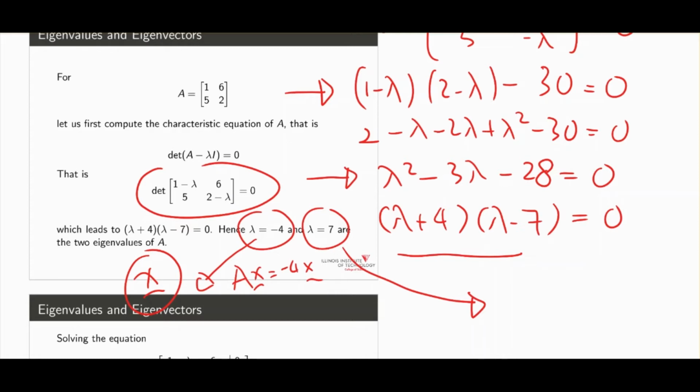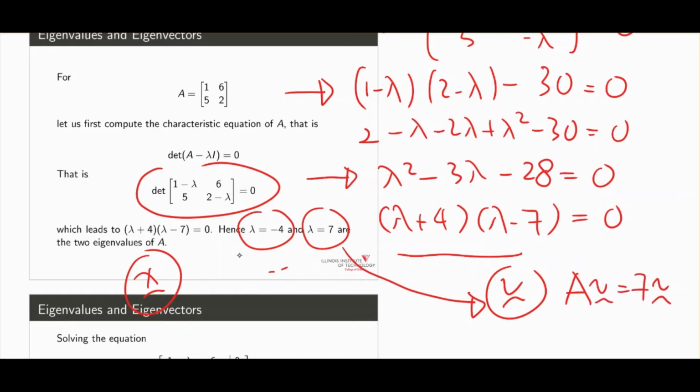So let's say that one is called v. So we want to find v. So that will be like Av equals 7v. For every eigenvalue, you can find a corresponding eigenvector. So you can find one eigenvector here, and you can find one eigenvector here, for example. Okay, so let's do that.